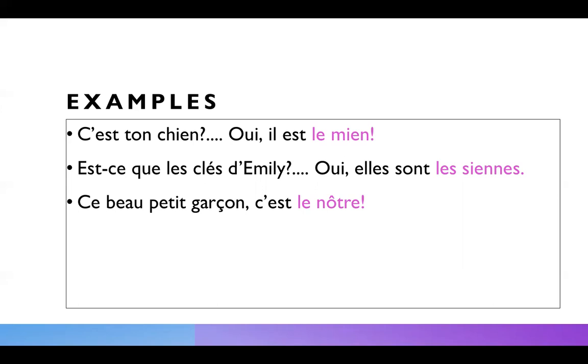And for the last one, ce beau petit garçon, c'est le nôtre. Le nôtre is ours. And the reason why it's singular and masculine is because it's referring to the garçon. And boy, garçon, le garçon is masculine and singular.